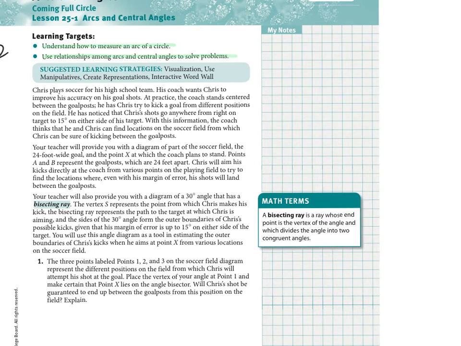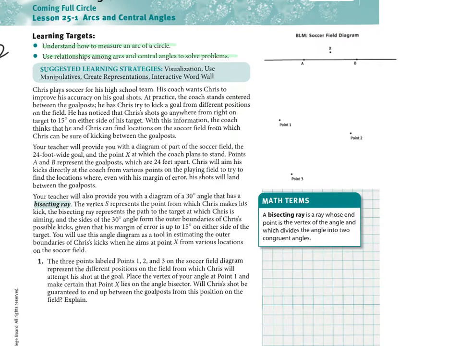It says your teacher is going to provide you with a diagram of the soccer field. We're going to put that in the margin on the right side. We're going to see point X is where the coach plans to stand, and we're going to have A and B represent the goalposts. Go ahead and copy what I'm going to give you in the margin, either into Notability or in your textbook's margin. Keep in mind, this is going to help us visualize where Chris is going to be best on the field to get his soccer goal in the actual goal.